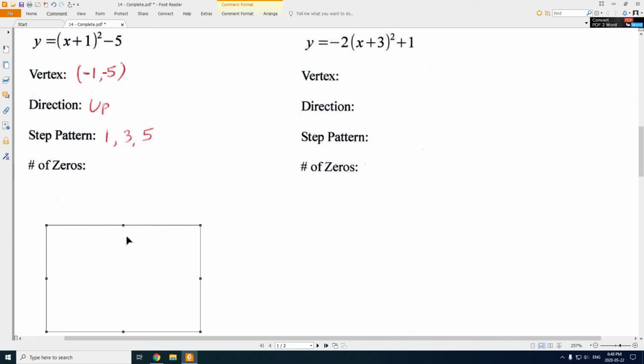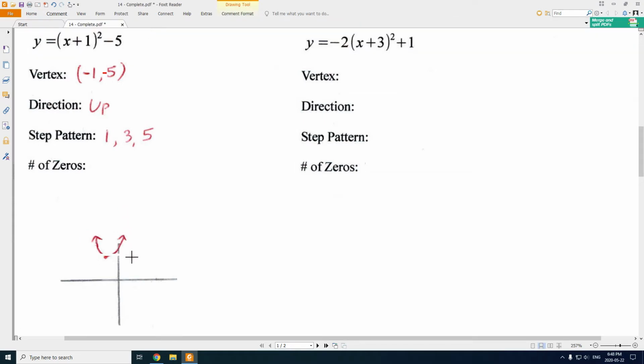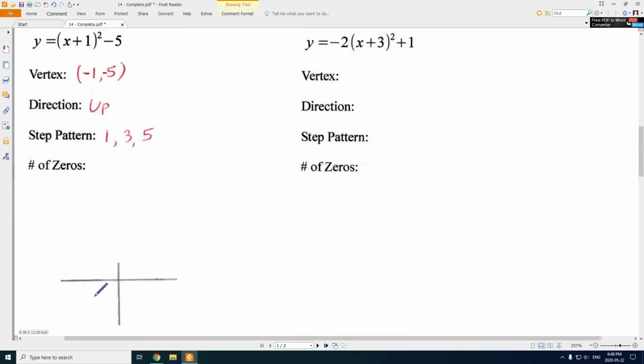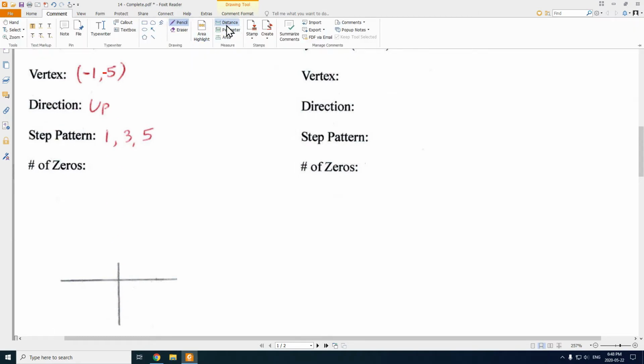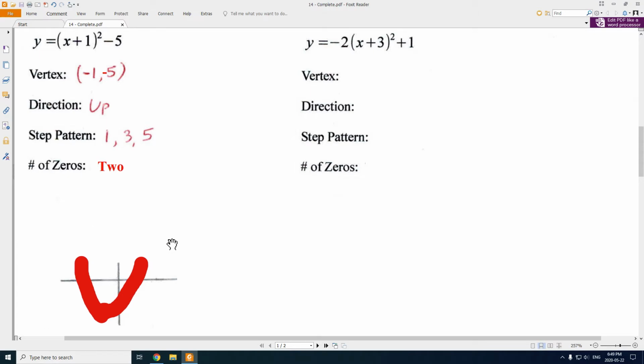And all right, let's think about where this guy's at. -1, -5. I think I made a mistake on this guy here too. So let's see here. -1, -5 would be down here somewhere, right? And it would be opening upwards, something like that. So in this case, there would have to be 2 zeros. Sorry, that's a little bit messy there.